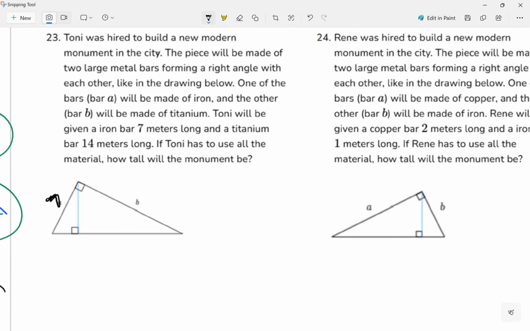And the titanium, which is B, it's going to be 14. Tony has to use all the material. How tall would the monument be? We're going to call this side X. Maybe I should go with green, so we don't get confused with the black triangle. So we know this is 7. We know this side is 14. And we want to solve for this side X.